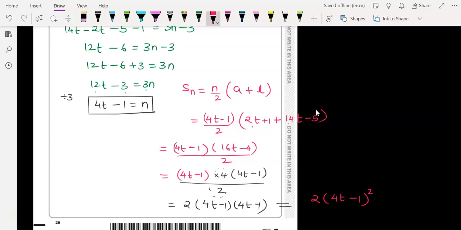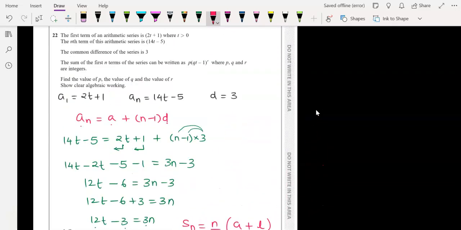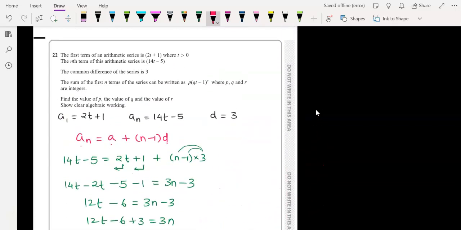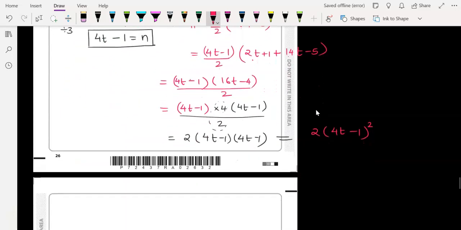Now, you go back to the question. It says you need to write your answer in the form of p bracket qt minus 1 power r. So let's copy the question here. So you compare it with the question, which is p bracket qt minus 1 power r. When you compare, we can make out value of p is 2, value of q, which is coefficient of t, is 4, and the power r is 2. So we get all three values.